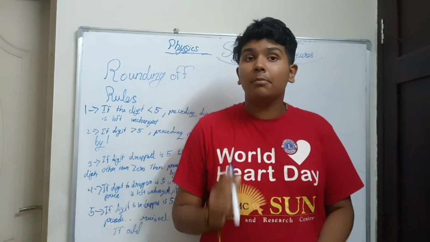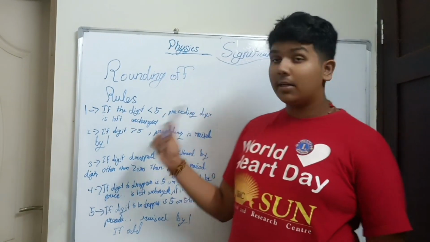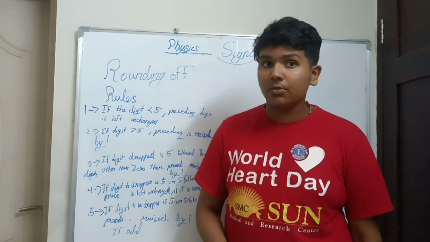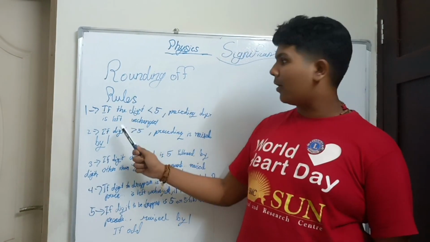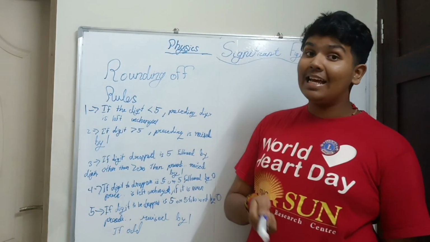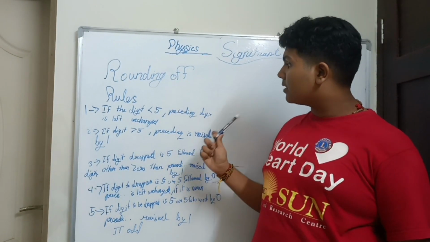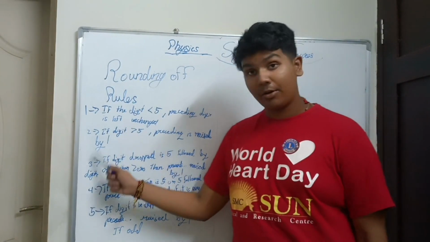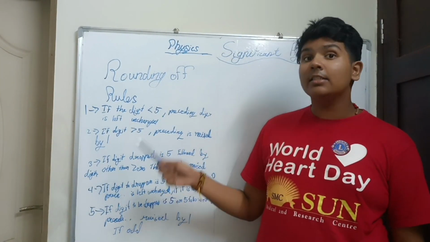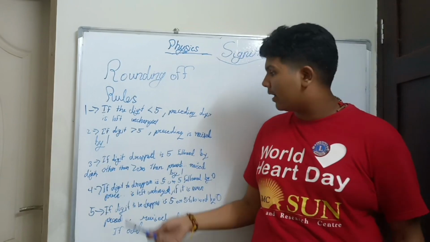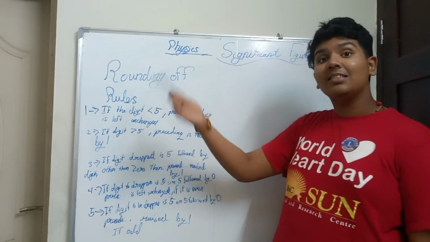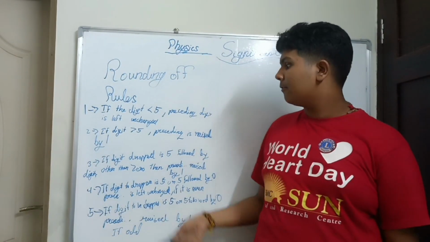So rounding of numbers: how do we round off these numbers, we shall see. Here in rounding of numbers we have a few rules. So what are these rules? Let's find out. Rule number 1: if the digit to be dropped is less than 5, the preceding digit is left unchanged. Rule number 2: if the digit is greater than 5, the preceding digit is raised by 1.